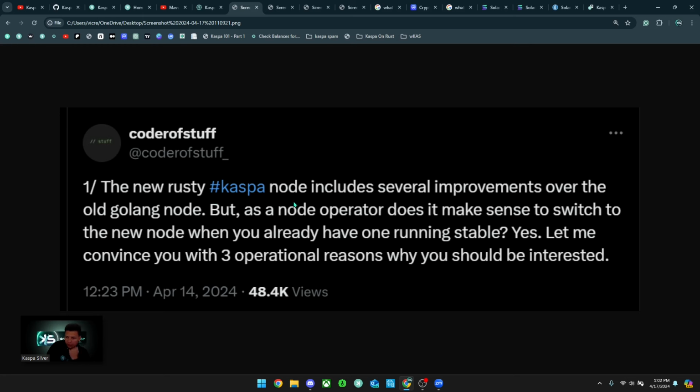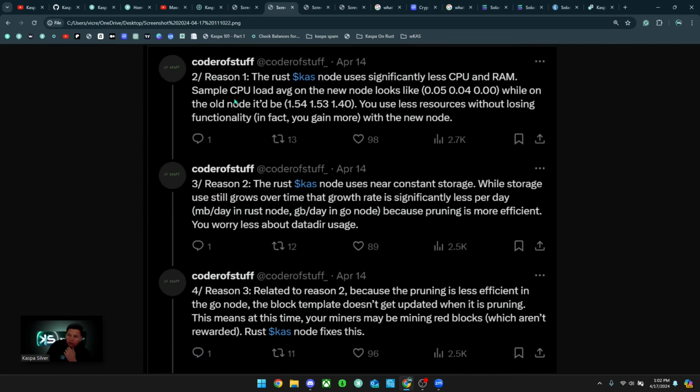So Coder Stuff gives some more information here. He says the new Rusty Kaspa node includes several improvements over the old Golang node, but as a node operator, does it make sense to switch to the new node when you already have one running stable? Yes. Let me convince you with 3 operational reasons why you should be interested. The first reason is the Rust Kaspa node uses significantly less CPU and RAM. Sample CPU load average on the new node looks like 0.5, 0.04, 0.00, while on the old node it'd be like 1.54, 1.53, and 1.40. You use less resources without losing functionality. In fact, you gain more with the new node.